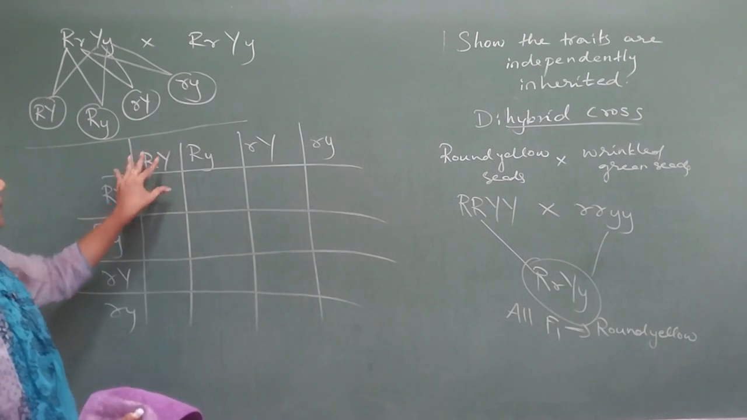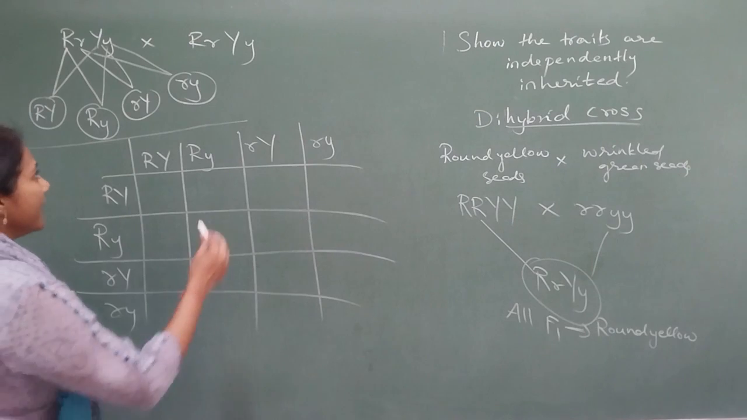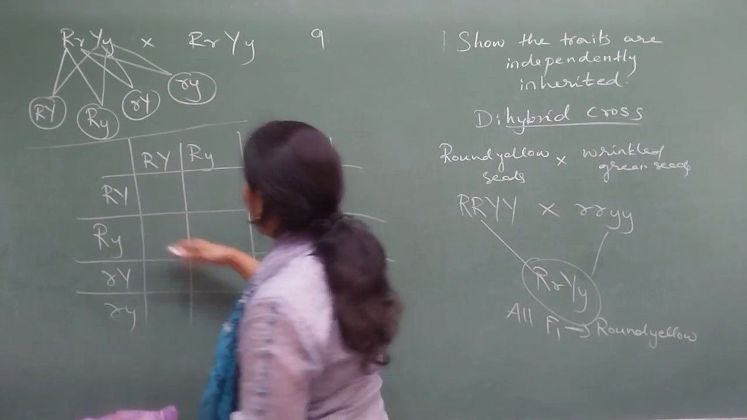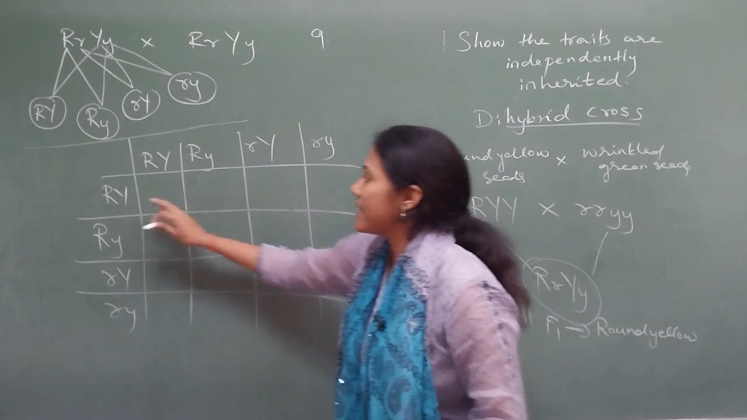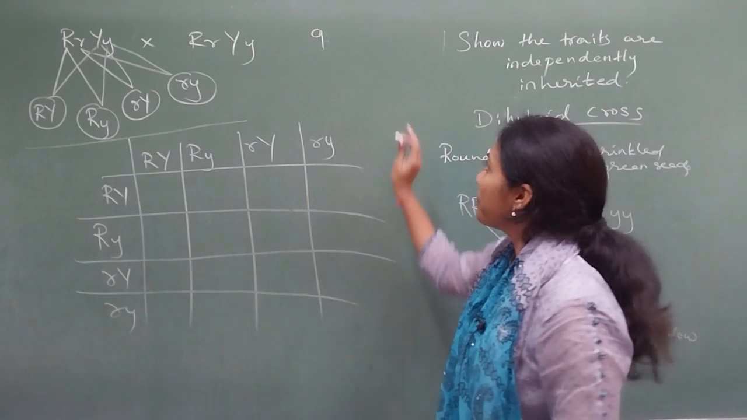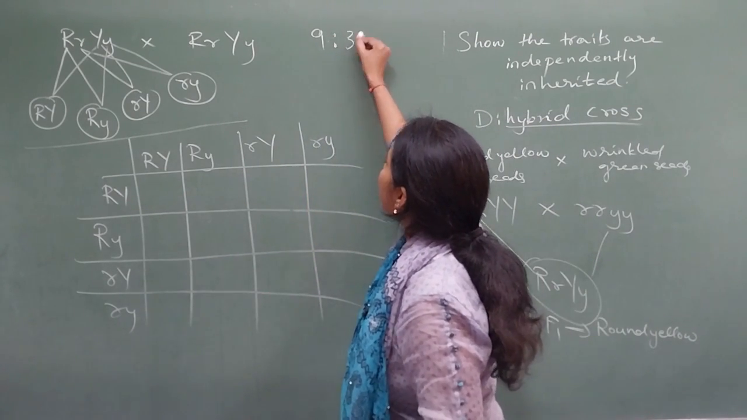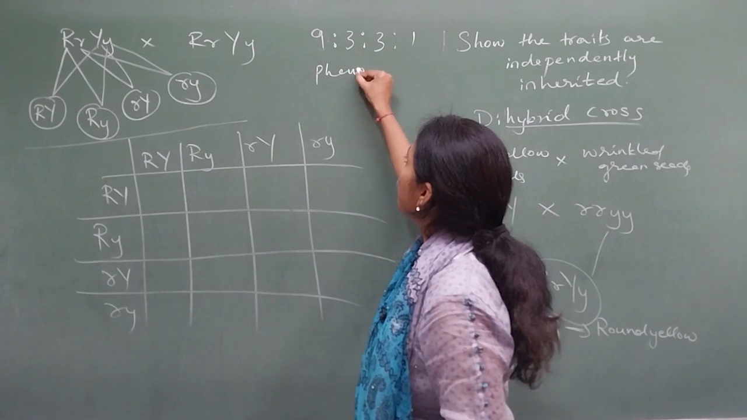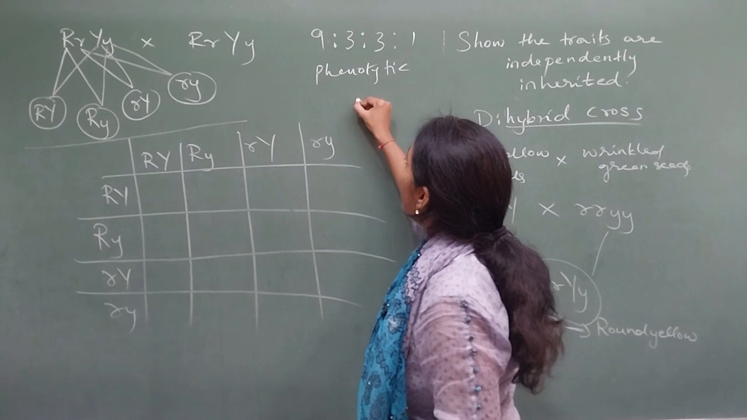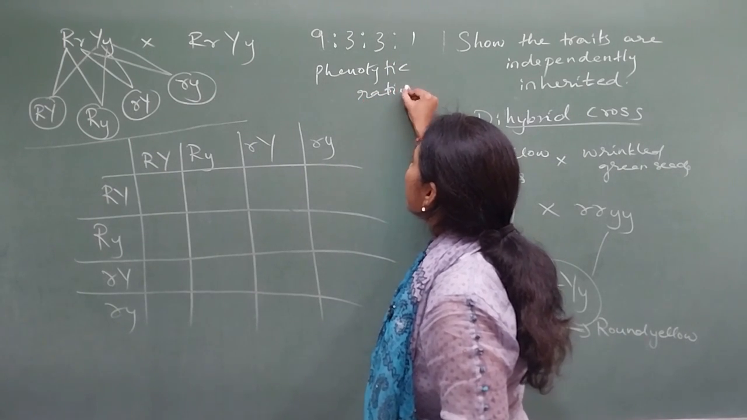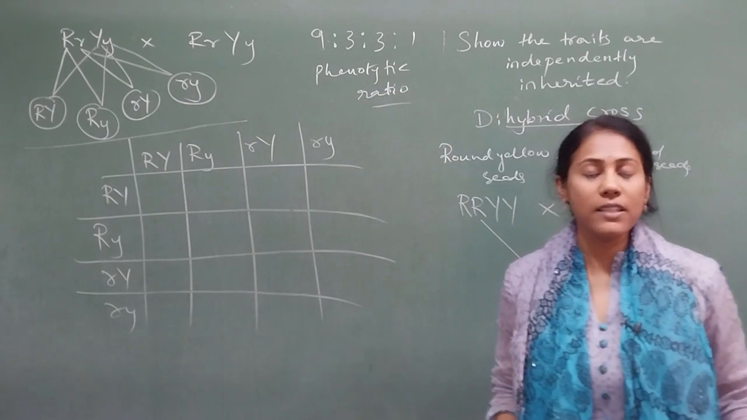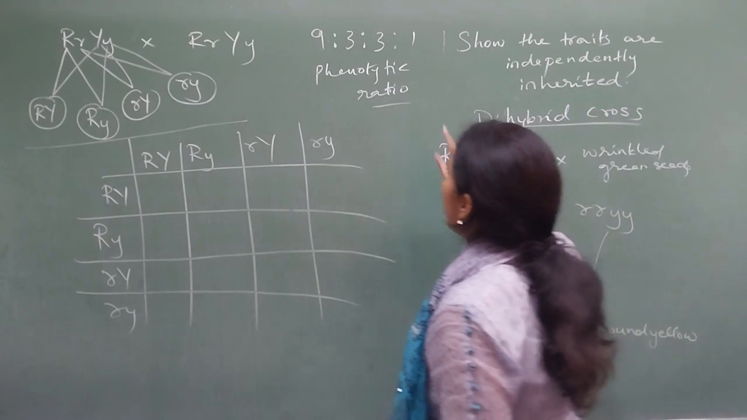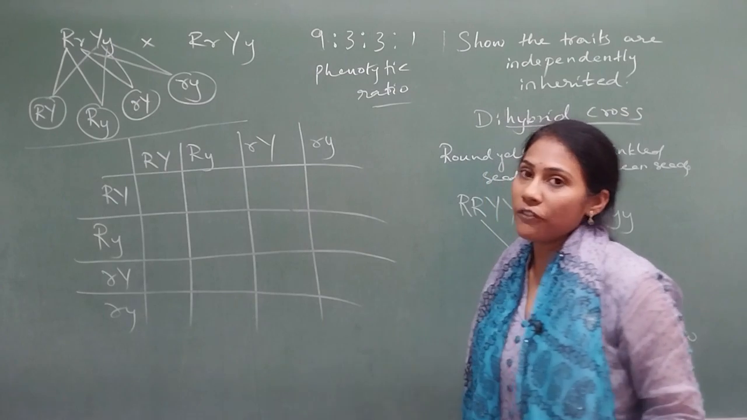So you just have to multiply and you will get the result. I'm not filling all this because that's easy, just a matter of multiplication. So 9:3:3:1 is the phenotypic ratio. And don't worry, they will not ask you genotypic ratio for dihybrid cross. They'll never ask you genotypic ratio, no need to find it out. Just remember the phenotypic ratio will be asked.